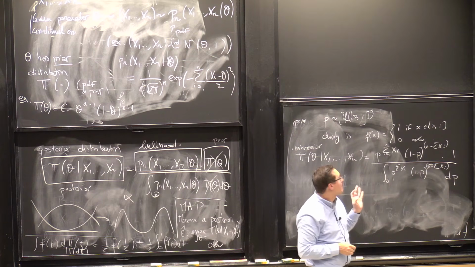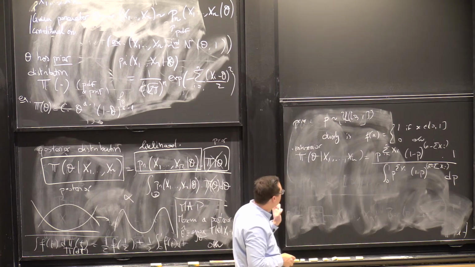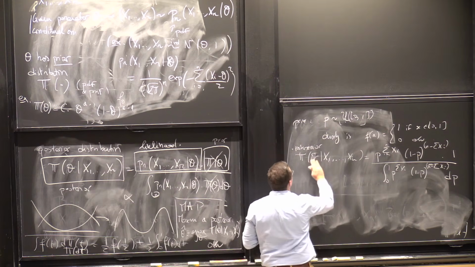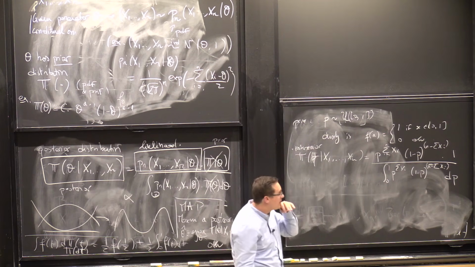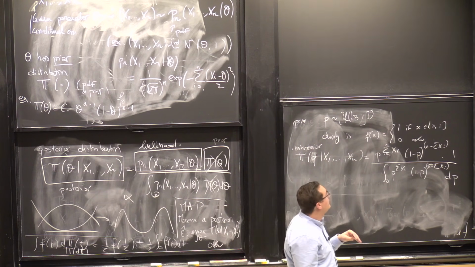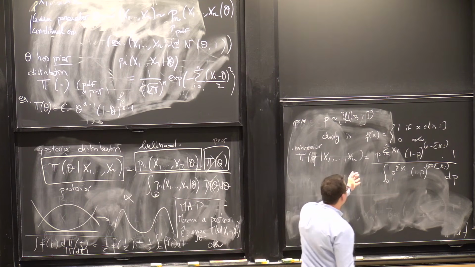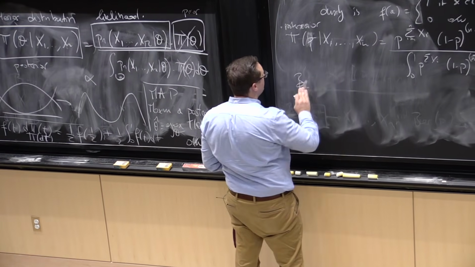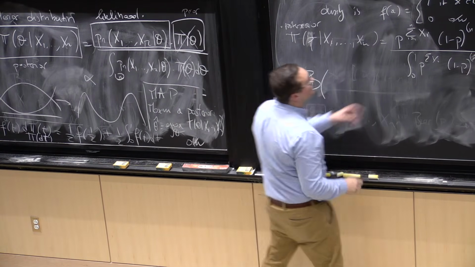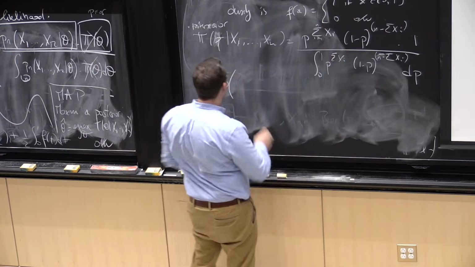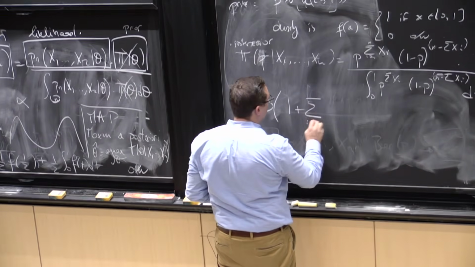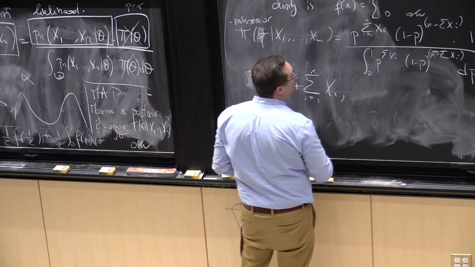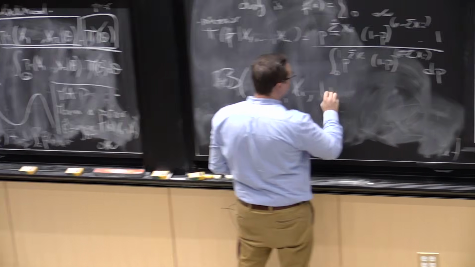which does not depend on p, and I really don't care what this thing actually is. Sorry, that's the posterior of p. Now I can see, well, what is this? It's actually just the beta with parameters this guy plus 1 and this guy plus 1.